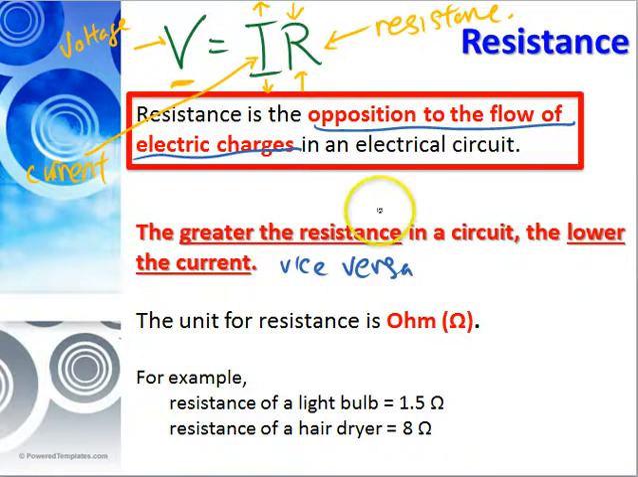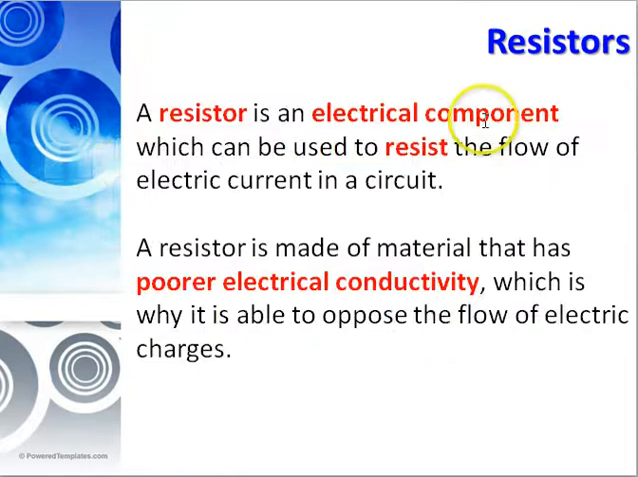Now the unit for resistance is the ohm. The sign here is the omega sign. So for example, the resistance of a light bulb is 1.5 ohm, and the resistance of a hairdryer is 8 ohm. Now a resistor is actually also an electrical component. It's used to resist the flow. So for example, if I want to control the amount of current flowing, I will use more resistors or increase the resistance of a circuit. So how does it function?